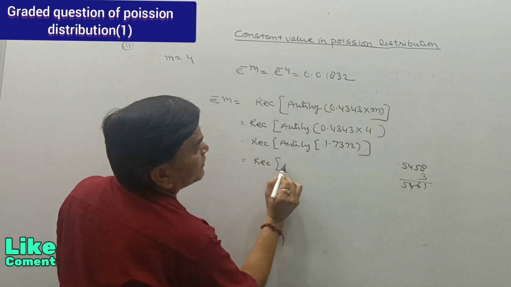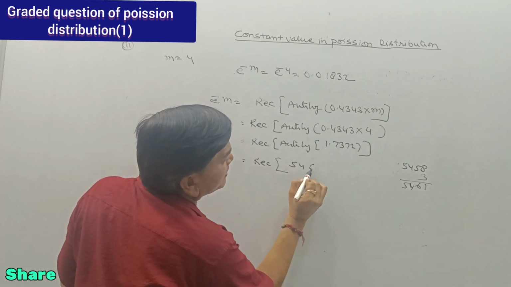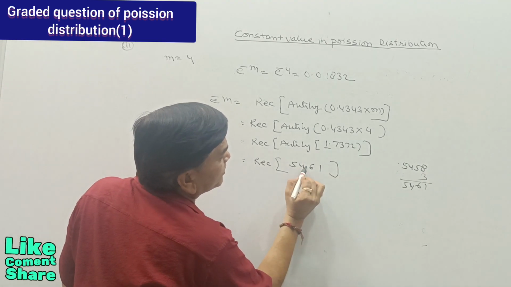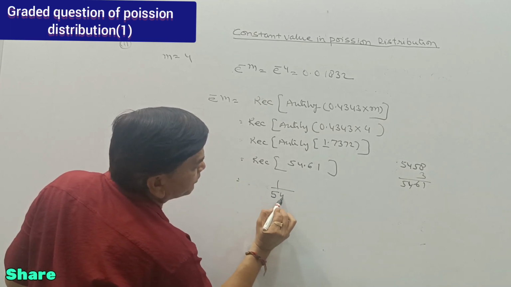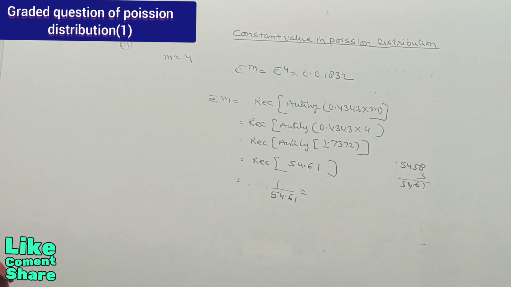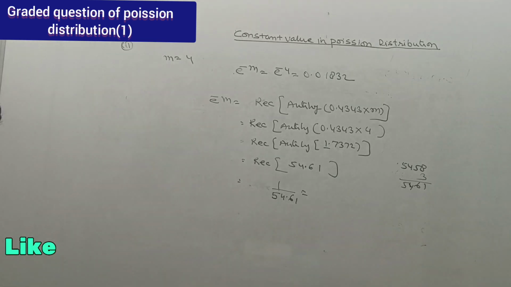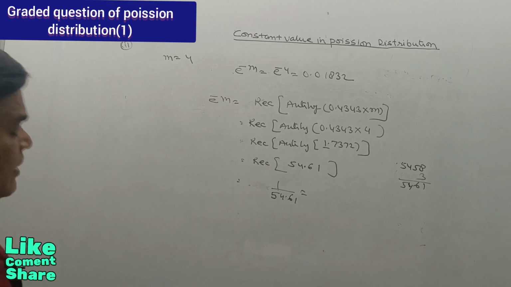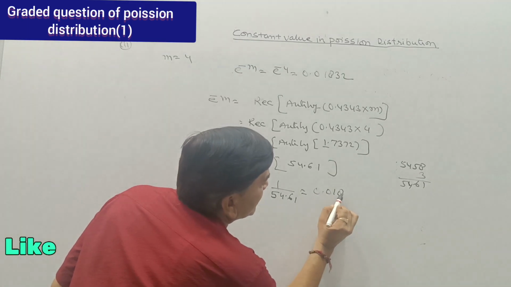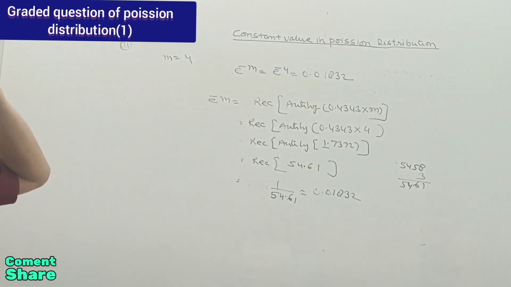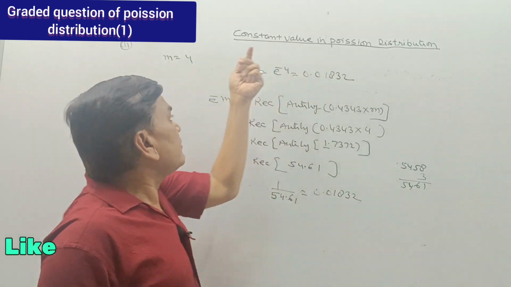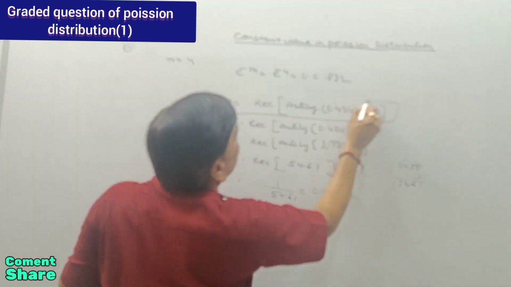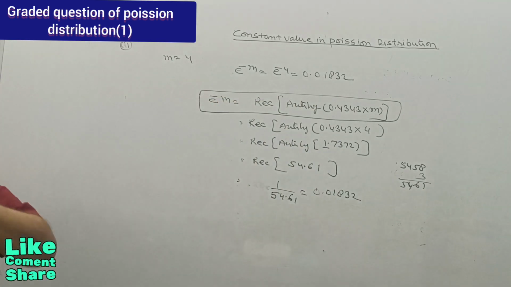So that is 5461, and the decimal point goes here. So the reciprocal of this is 1 upon 54.61. 1 divided by 54.61 is 0.01832. So we have two methods for calculating e raised to power minus m. We can calculate it directly with the table, or with the help of this formula.